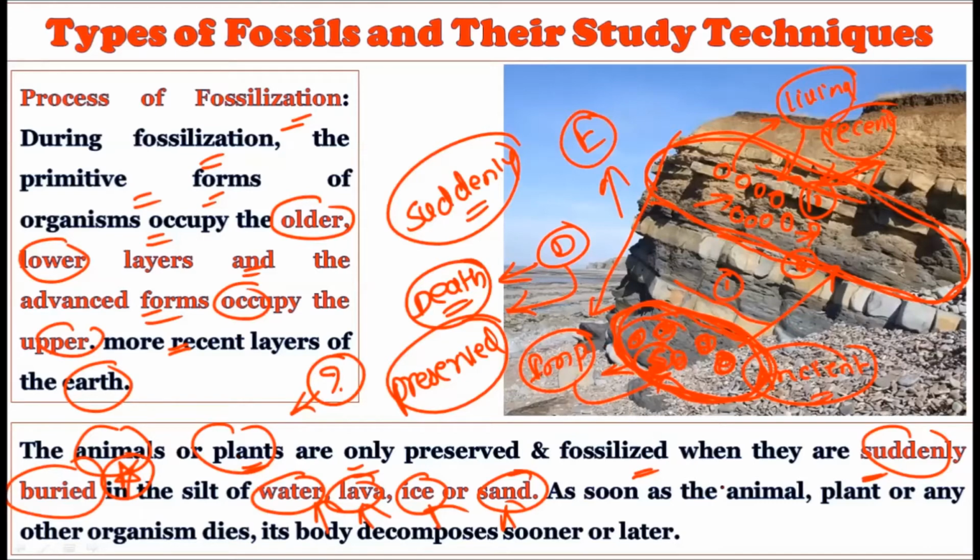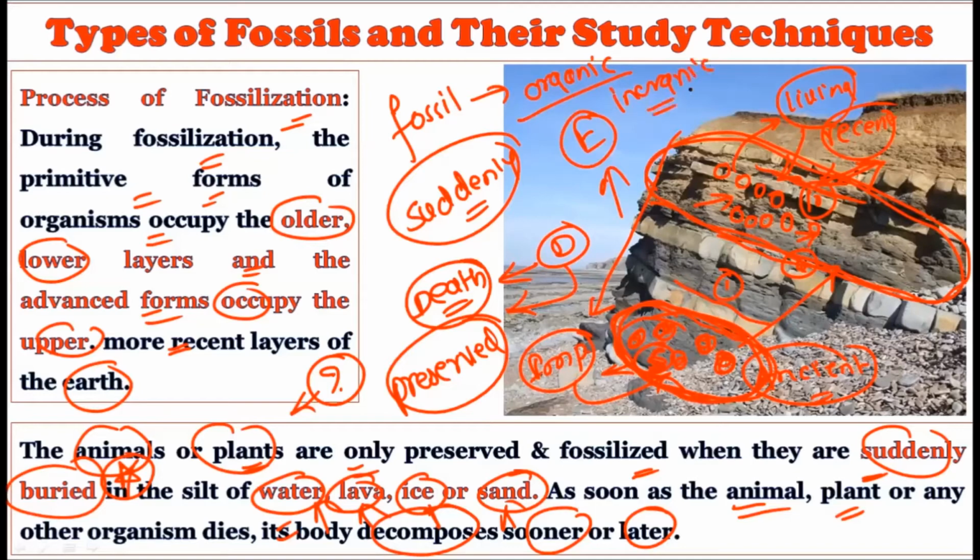Now, as soon as an animal, plant, or any other organism dies, the body decomposes sooner or later. Due to the decomposition, you will not have a fossil, because in the process of decomposition, whether it is the organic matter or the inorganic matter in the dead remains, all get decomposed. The organic matter is consumed, and the inorganic matter is recycled. So there are no remains of the plants or animal life.